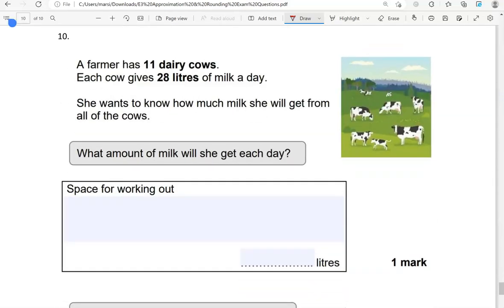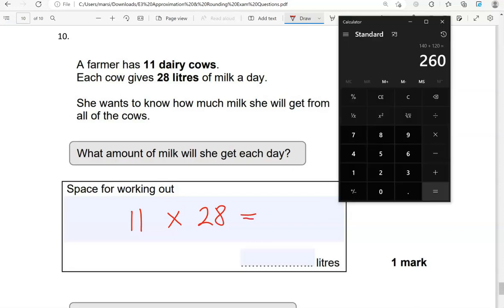A farmer has 11 dairy cows. Each cow gives 28 litres of milk a day. She wants to know how much milk she will get from all of the cows. What amount of milk will she get each day? So it's 11 cows. They make 28 litres each. So by multiplying, we can work out how much milk they all will produce. So 11 times 28 gives us 308.